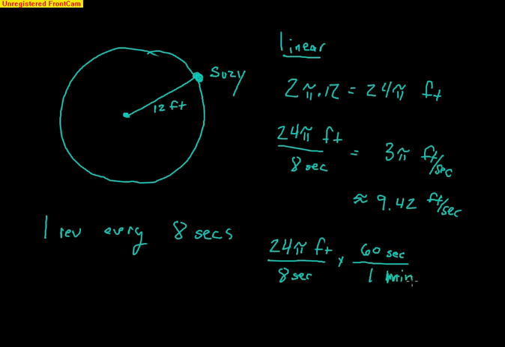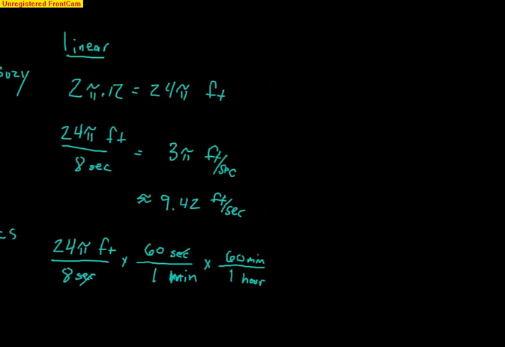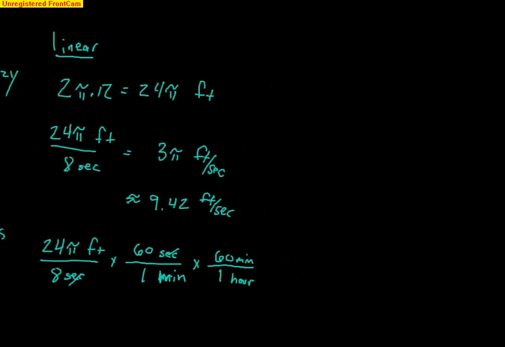So then the seconds cancel, and now I need to convert those minutes to hours. So I know there's 60 minutes in every 1 hour. Sorry, I almost messed that up. So anyway, that's my conversion factor there. So I took the 24 pi feet per second I knew she was traveling, and I'm converting the seconds to minutes and the minutes to hours. So I'm now in hours.